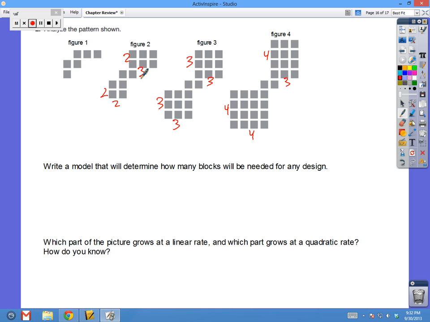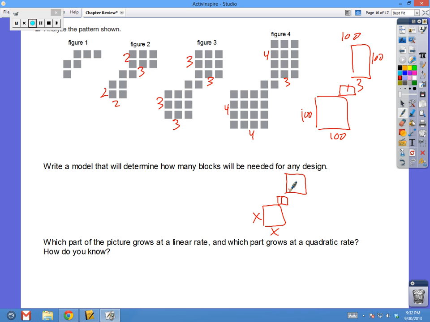So if I can imagine figure 100, what would it look like? If I can visualize 100, then I can visualize figure X. Figure 100 on the bottom is going to be 100 by 100. Then I'm going to have these 2 blocks here. And then it's going to be 3 wide by 100 tall. Now for picture X, it's going to be X by X. I'm going to have 2 right here, and then it will be X tall and 3 wide.